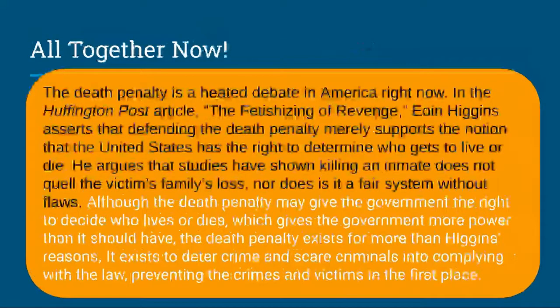Okay. All together now. The death penalty is a heated debate in America right now. In the Huffington Post article, The Fetishizing of Revenge, Eoin Higgins asserts that defending the death penalty merely supports the notion that the United States has the right to determine who gets to live or die. He argues that studies have shown killing an inmate does not quell the victim's family's loss, nor is it fair for the system without flaws. Although the death penalty may give the government the right to decide who lives or dies, which gives the government more power than it should have, the death penalty exists for more than Higgins' reasons. It exists to deter crime and scare criminals into complying with the law, preventing the crimes and victims in the first place.